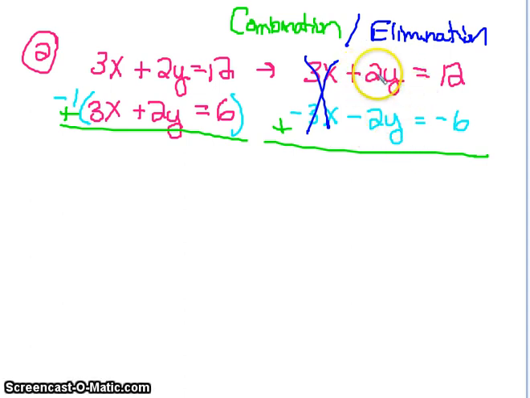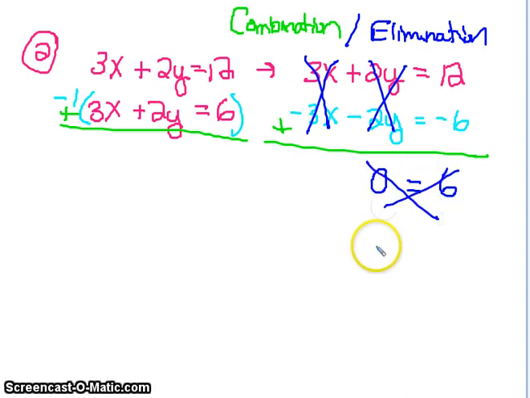2y minus 2y also eliminates. So we have 0 equals 6. 0 does not equal 6. This is impossible. 0 cannot equal 6. This is not good. So what happens? I hope some of you are out there screaming it, just so excited.